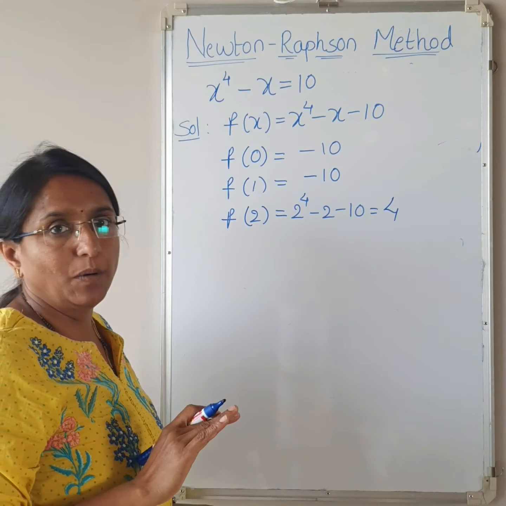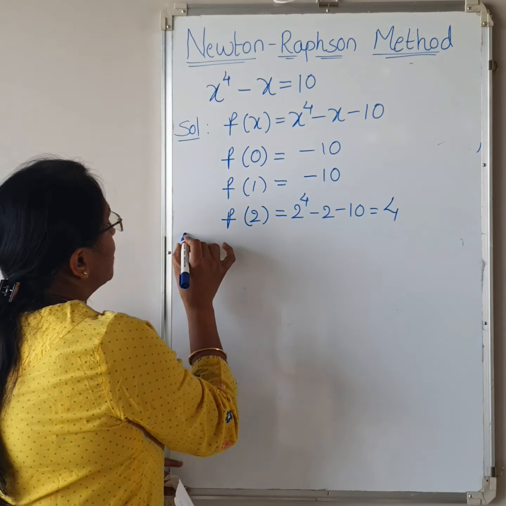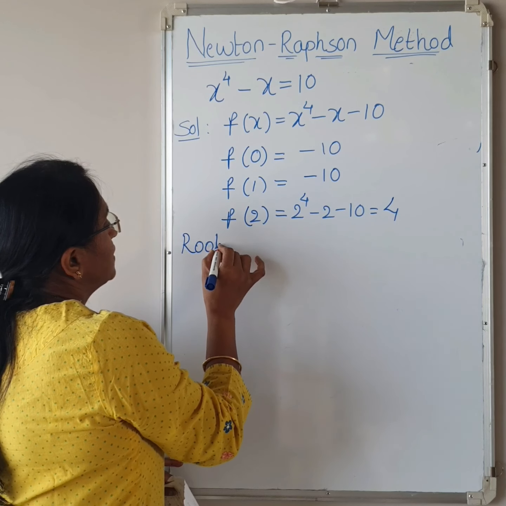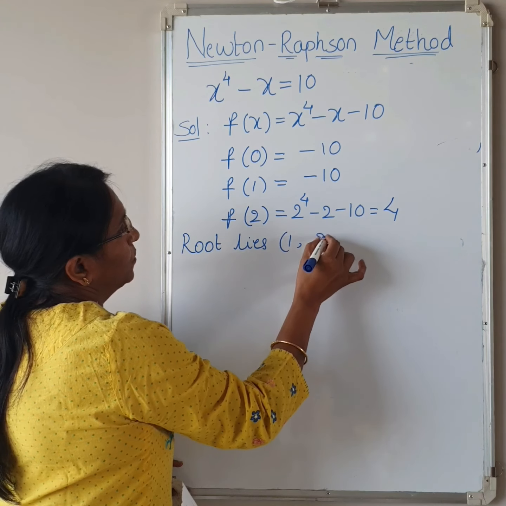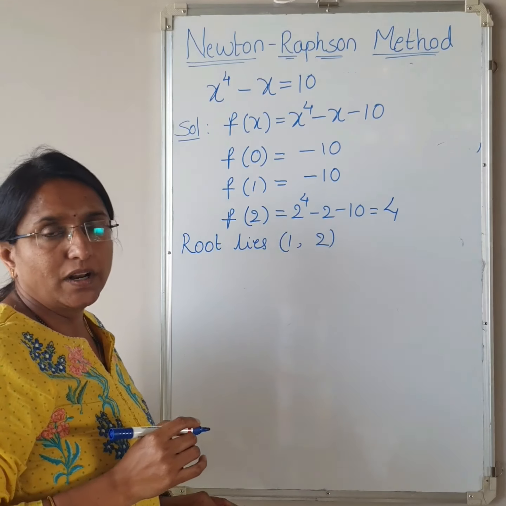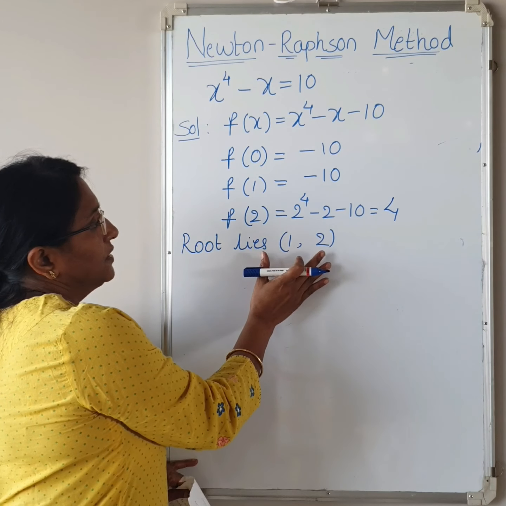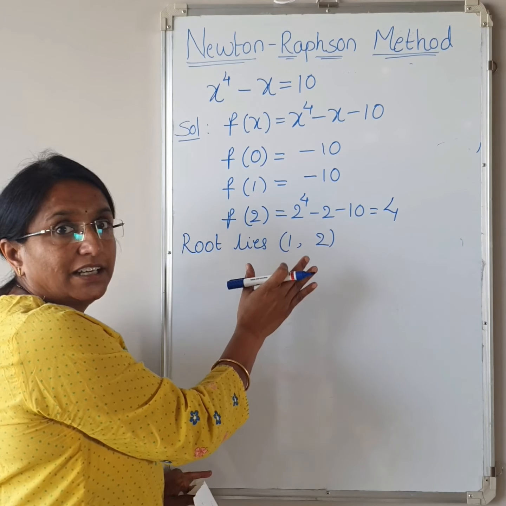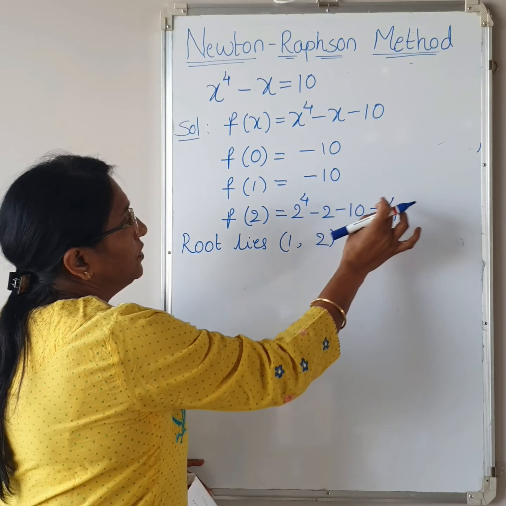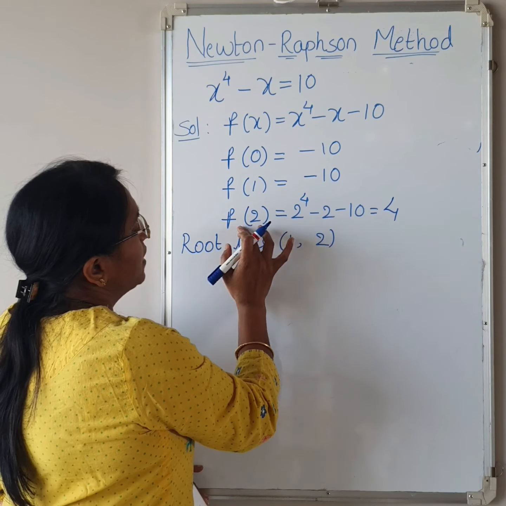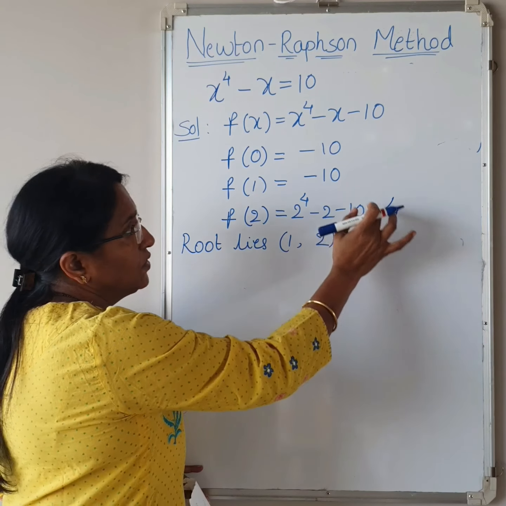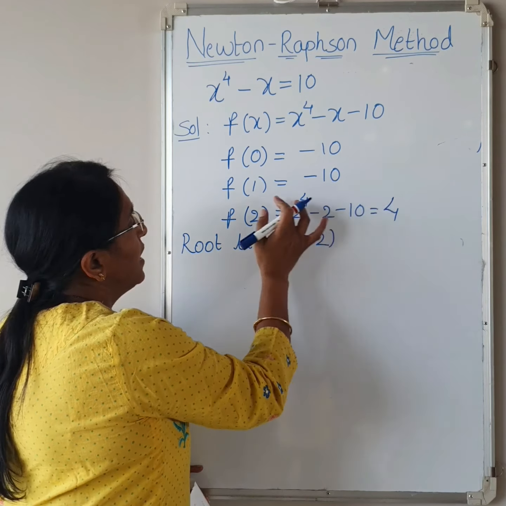Here only we have to stop, and we say that the root lies in the interval 1, 2. So you will know how to take the interval: f(a) into f(b) should be negative. So here f(1) is negative, f(2) is positive, so we will consider these two, and the root lies in the interval 1, 2.